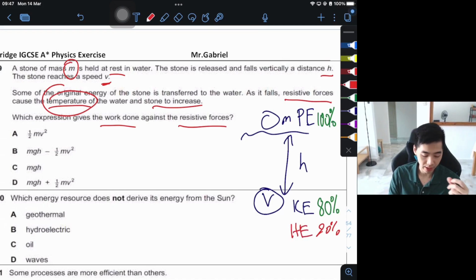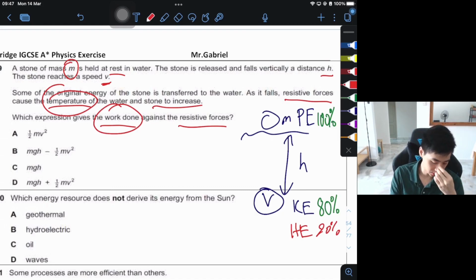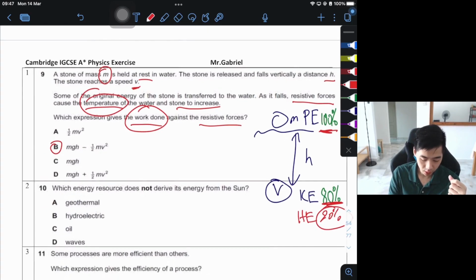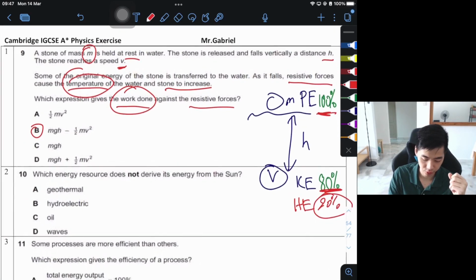So from here, they ask us which equation gives the work done against the resistive forces that was responsible for increasing the temperature. It's obviously going to be B here. Why? Because 100% minus 80% is the 20% of the heat energy gained by the temperature. So this is how you're supposed to solve this question here.